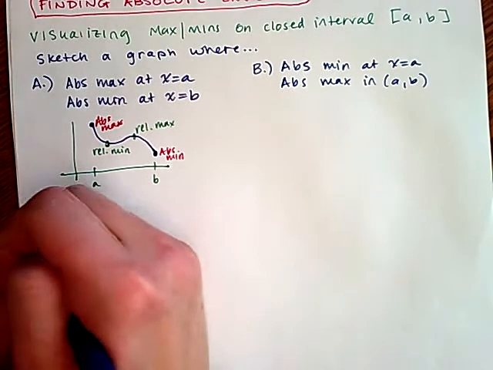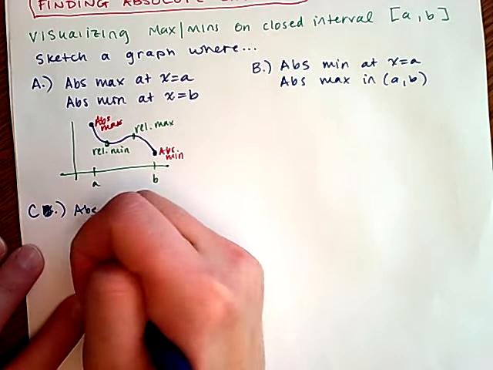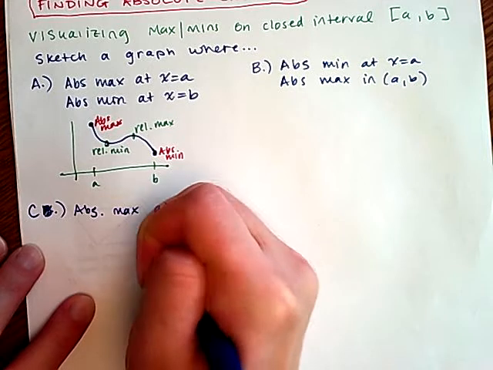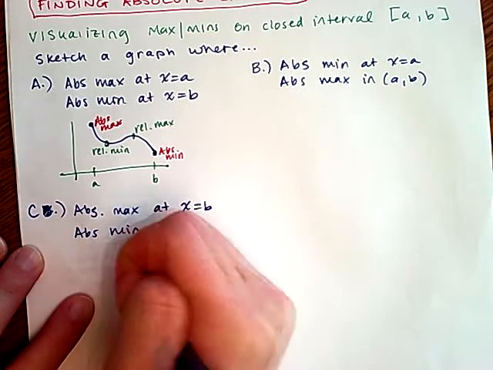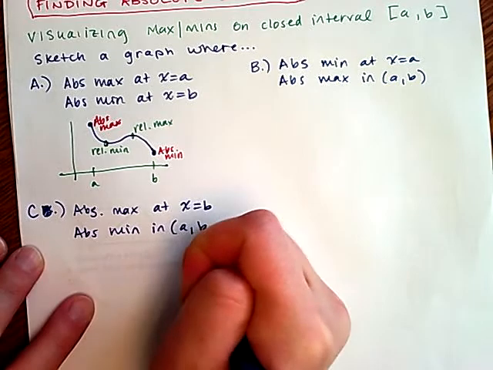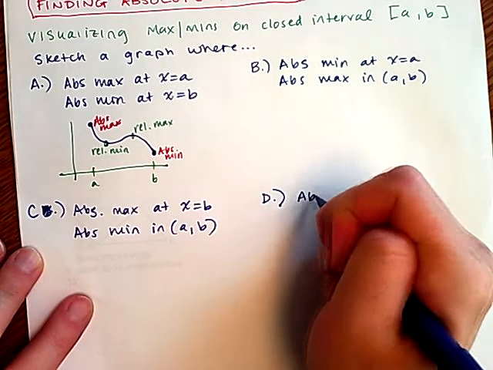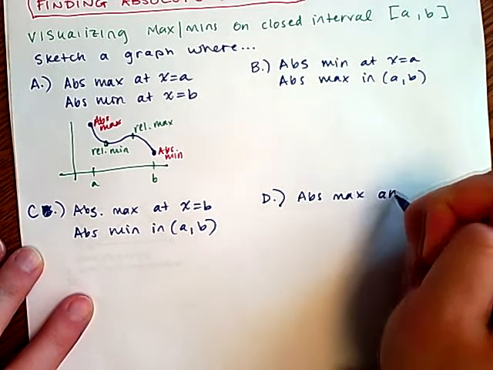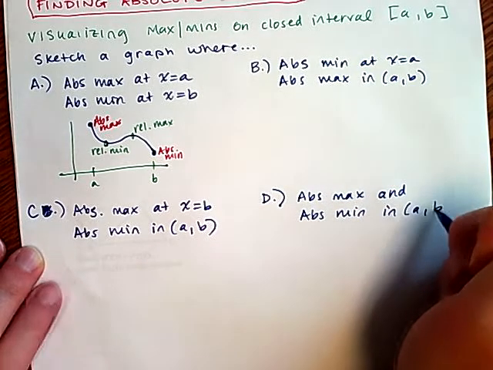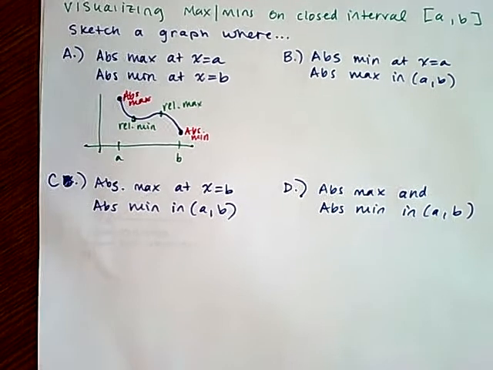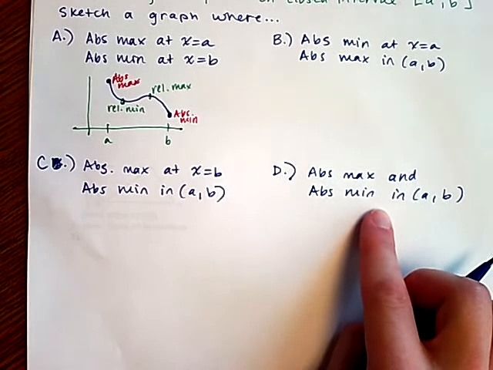Okay. Next one, C: an absolute max at x equals B and an absolute min in the open interval from A to B, so not on an endpoint. Next one, D: an absolute max and absolute min in the open interval from A to B. That means you want neither the absolute max nor the min to be at either endpoint of the closed interval.